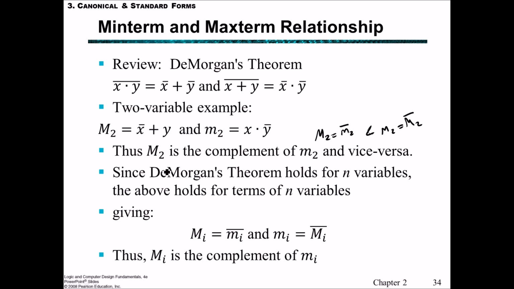And it is known that De Morgan's theorem holds for n variables. So no matter how many variables there are, we only had 2 in the first case, but even if there were n variables, it still holds true. So we can say that the maxterm i is equal to the complement of the minterm i, and the minterm i is equal to the complement of the maxterm i.